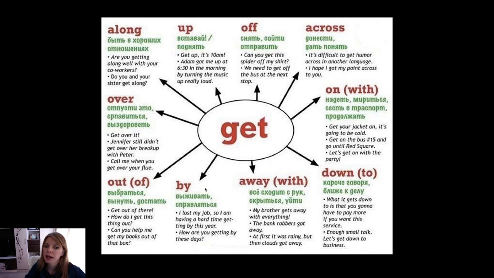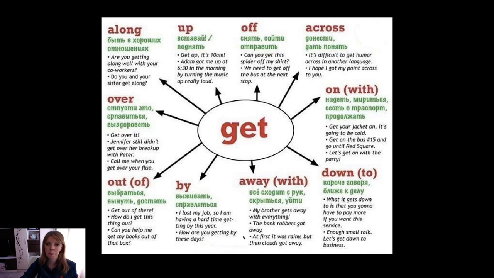Get by. Интересное значение тоже, которое нужно просто запомнить, заучить, ну, в принципе, как и все остальное. So get by in the meaning to survive, выжить, or to cope with something, справиться с чем-либо. So I lost my job. So I'm having a hard time getting by this year. Я потерял работу, поэтому у меня сейчас трудные времена, да, я выживаю. How are you getting by these days? Здесь, во втором примере, ну, я бы перевела как, ну, как ты справляешься, да, как у тебя дела.